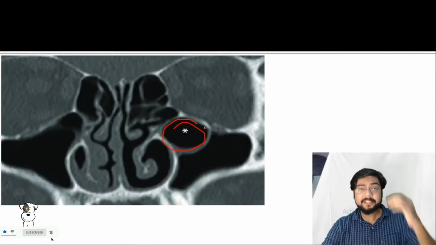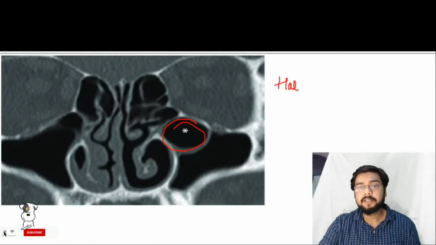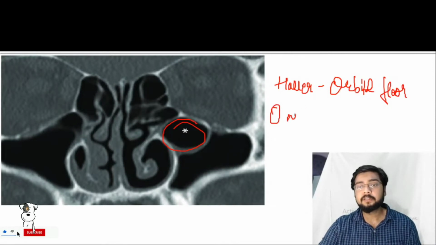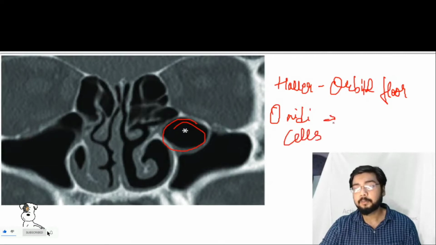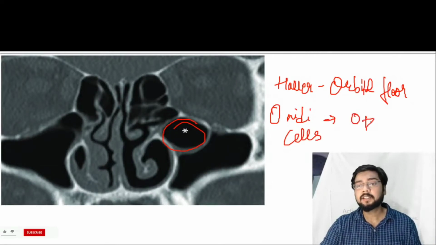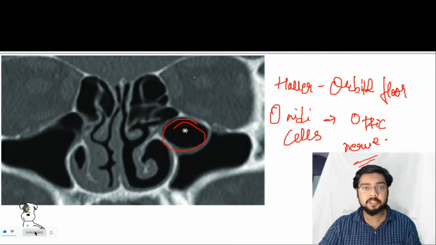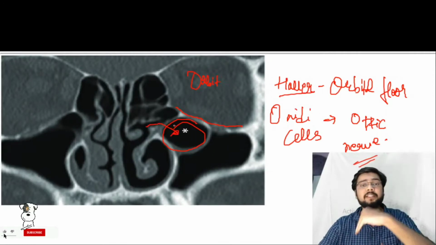Talking about Haller cell, any cell which is related with the orbital floor is another variation of ethmoidal air cell, called Haller cell. Just remember, if it is related to the orbital floor, it is Haller cell, and if it is related to the optic nerve, it will be Onodi cell. These two cells are again important for your coming NEET VG. If you see, this is your orbit, this is your orbital floor, and this is your maxillary sinus. What is the importance of Haller cell? Haller cell is closing the drainage of the maxillary sinus, so it is important to open this Haller cell and maintain the maxillary sinus drainage.